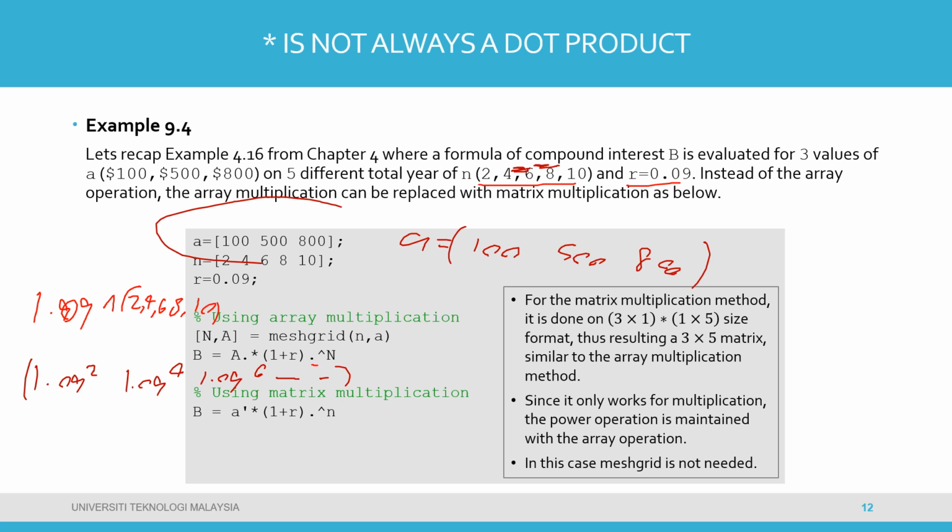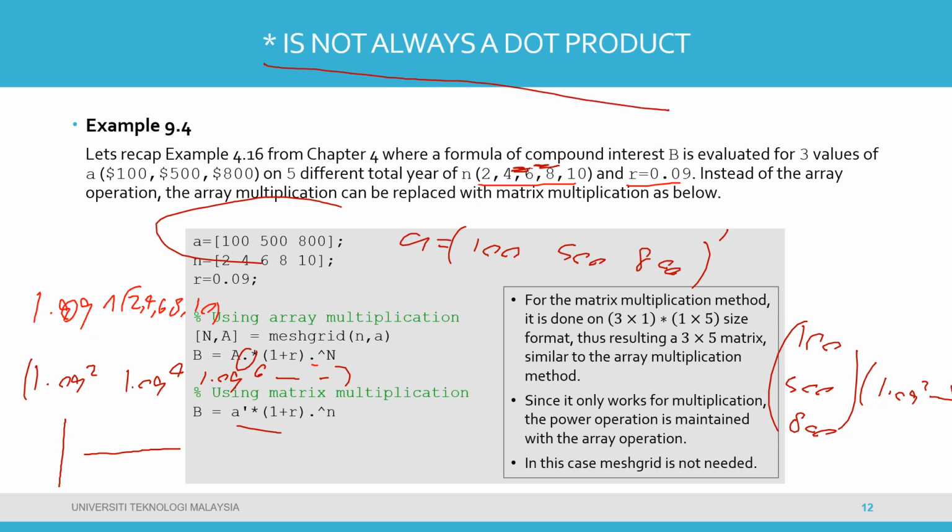You want to get the answer. But instead of using a dot, which you can use also, you can use this. You invert this, so the line should become like this, and then you multiply like this. You inverse this, you get 100, 500, 800 multiply by 1.09 power of 2, and so on. You also will get the answer, but the answer will not be the dot product, so be careful.